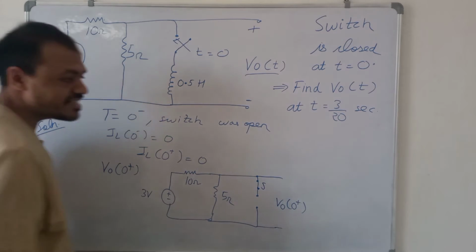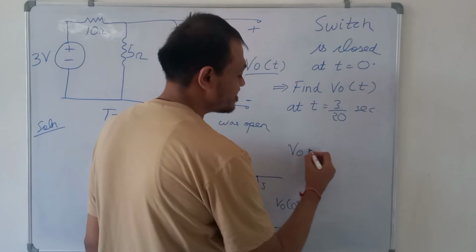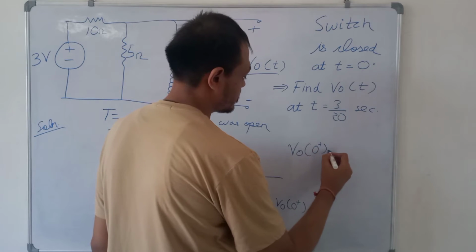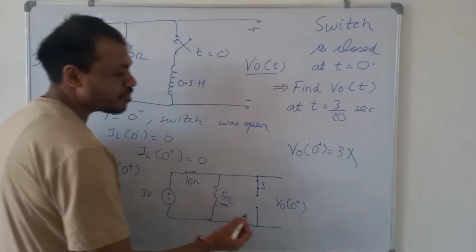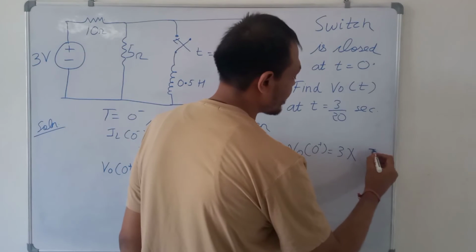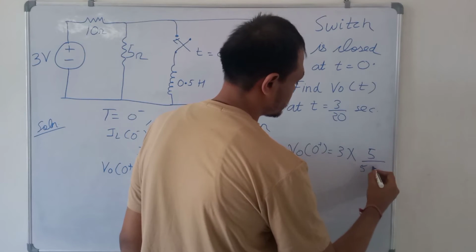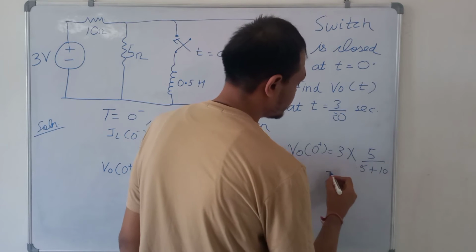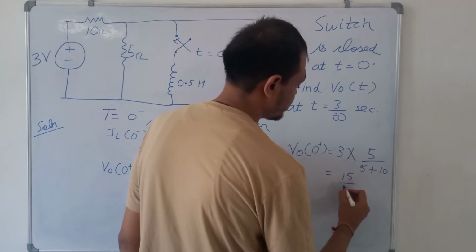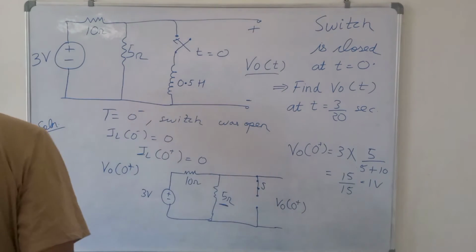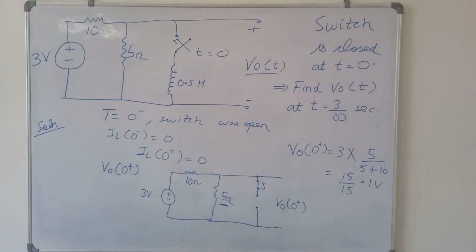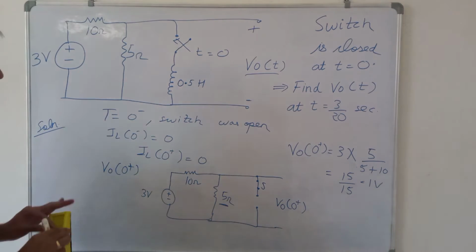So V naught at 0 plus can be found by the voltage divider rule. It will be equal to 3 into R2 upon R1 plus R2, so 5 upon 5 plus 10. This is equal to 15 upon 15, so 1 volt. The output voltage at t equal to 0 plus we have found to be 1 volt.